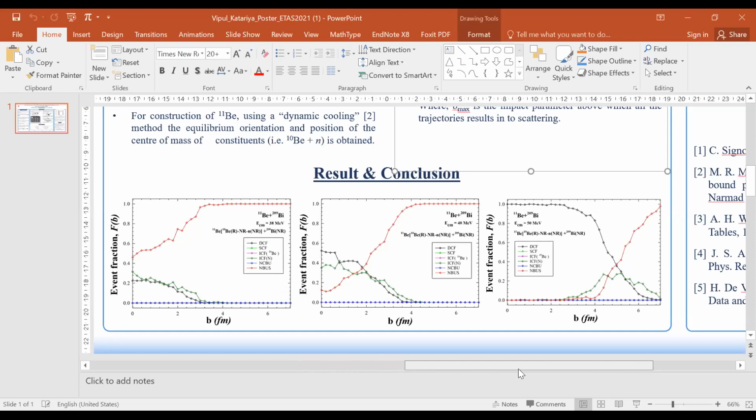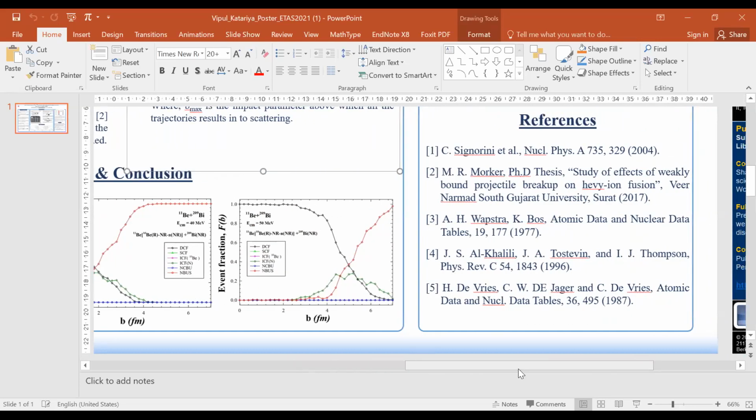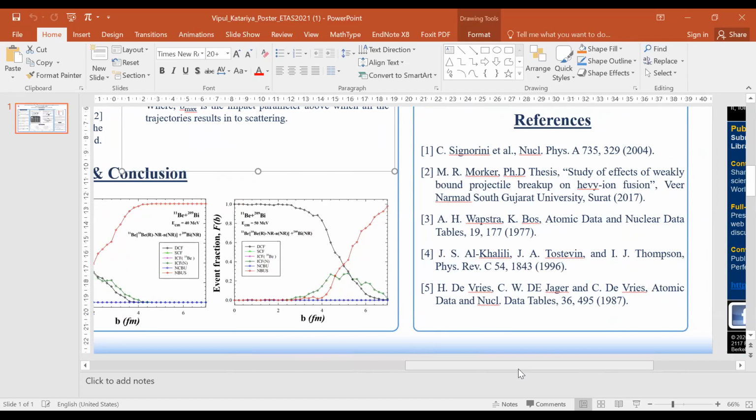Now, for the far above barrier energies, it can be seen that for the lower impact parameter values, most trajectories result in direct complete fusion, while for a slightly higher impact parameter, we can see an increase in neutron transfer reaction from the projectile to the target. And for the higher impact parameter, most trajectories result in the scattering event.